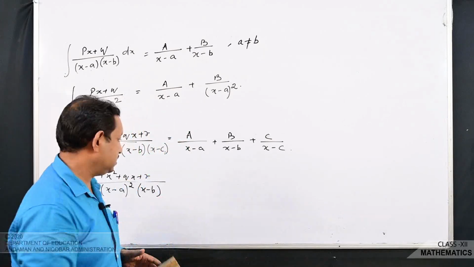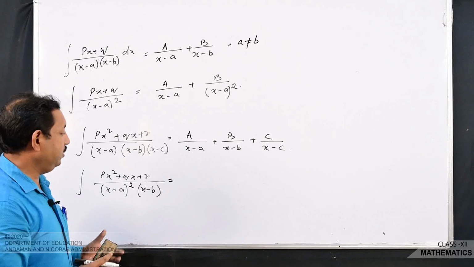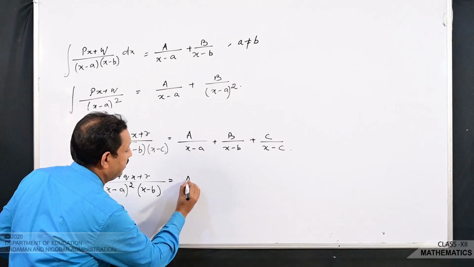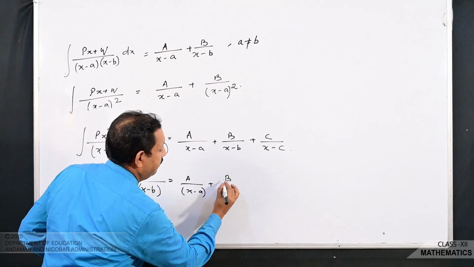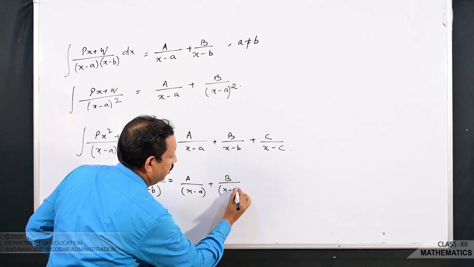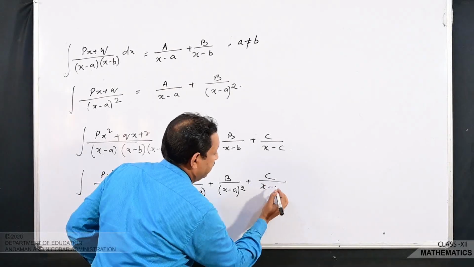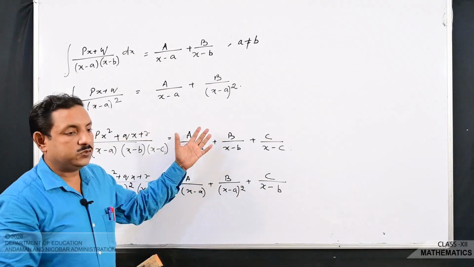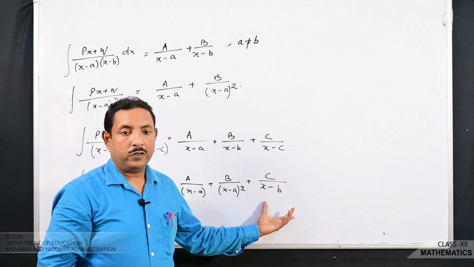So you have two same factors and one different factor. In such cases, how can we split these terms? Simply you can assume these terms as a by x minus a plus b by x minus a the whole square and c by x minus b. You can split your integrand in this form.